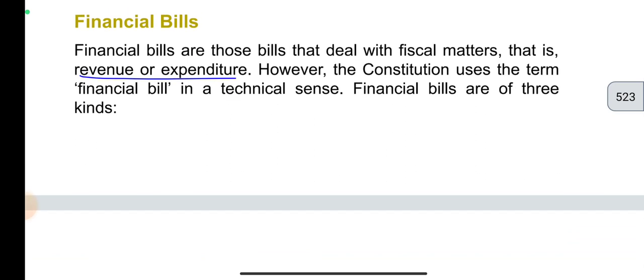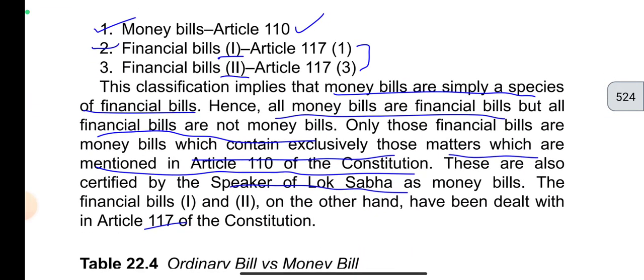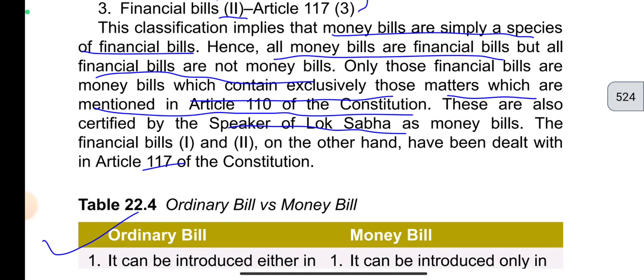Now, financial bills. Financial bills are those bills that deal with fiscal matters, that is, revenue or expenditure. However, the Constitution uses the term financial bill in a technical sense. Financial bills are of three kinds: money bills, Article 110; financial bills 1, Article 117(1); financial bills 2, Article 117(3). This classification implies that money bills are simply a species of financial bills. Hence, all money bills are financial bills, but all financial bills are not money bills.